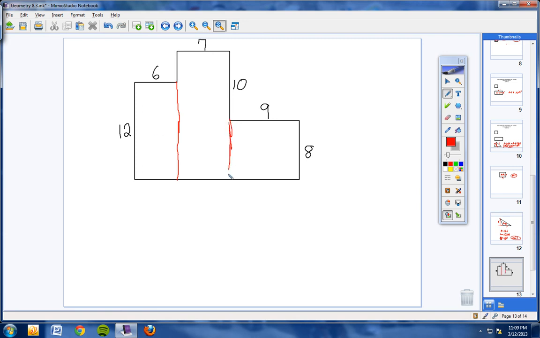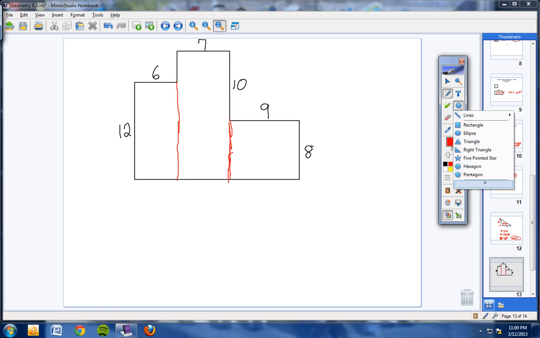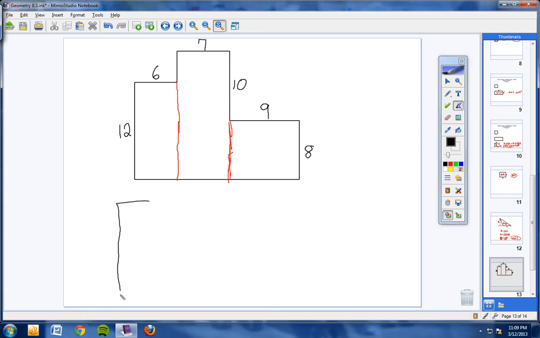Now, sometimes students don't see, and even myself, sometimes it's hard for me to see which two numbers do I use. Like here, for this rectangle, do I use 7 times 10? Well, is 10 the length of this whole line? Obviously, it's not. So here's what I recommend to students: take this rectangle and draw it by itself off to the side, and then label the sides.